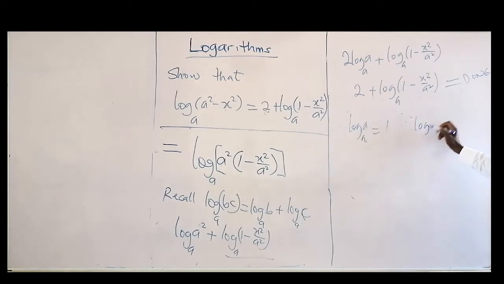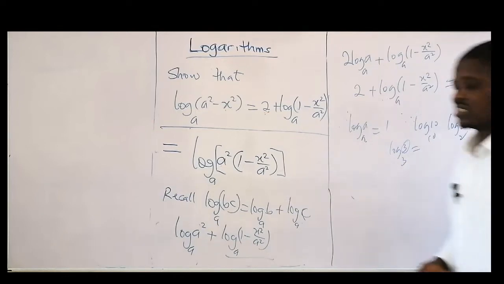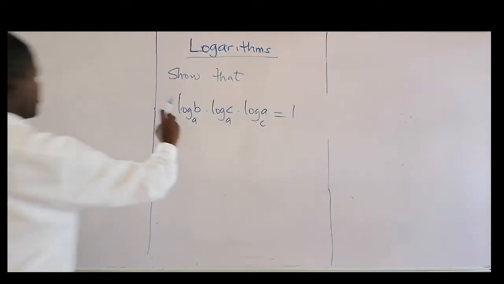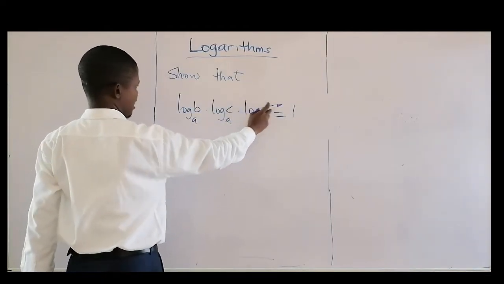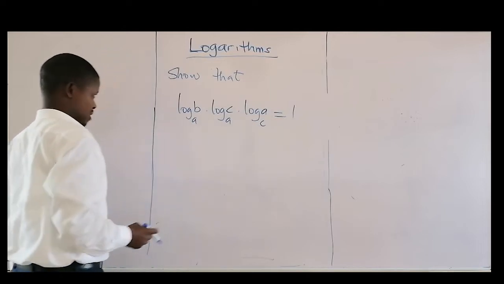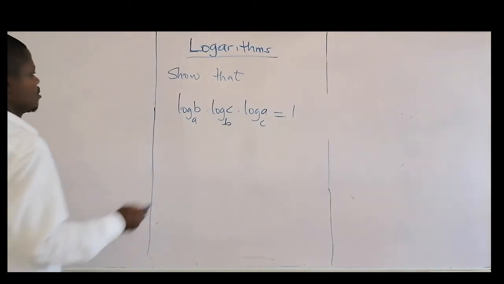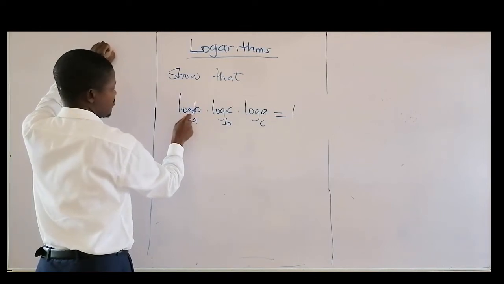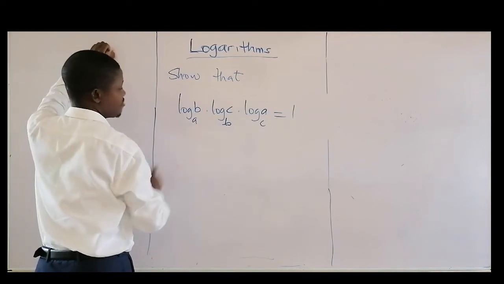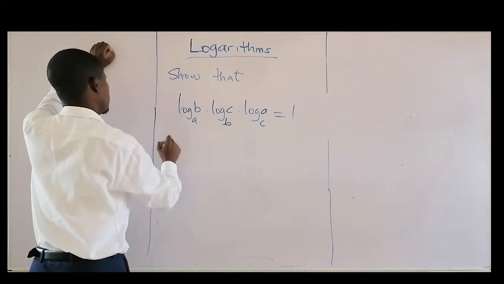Log 10 base 10 is 1. Log 2 base 2 is 1. Log 3 base 3 is 1. Whenever your logarithm and the base are the same, that will be automatic. So show that log B base A times log C base B times log A base C is 1. If you check very well, you realize that the function here, the logarithm function here, and the base here are the same thing. So you just have to note that.